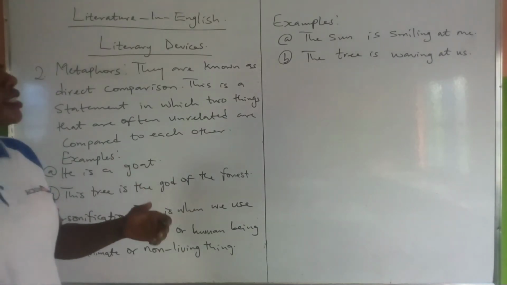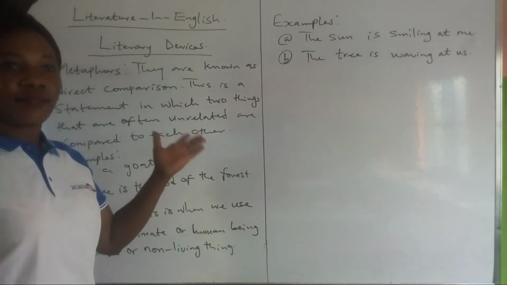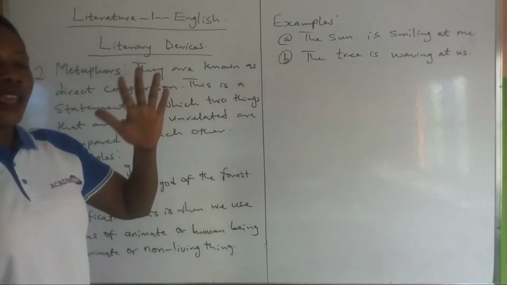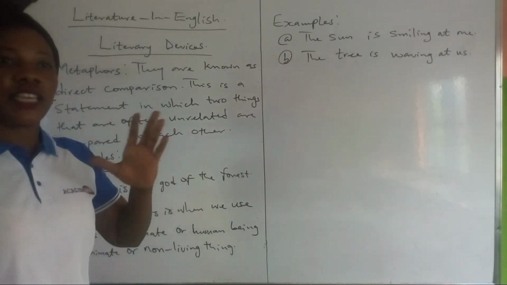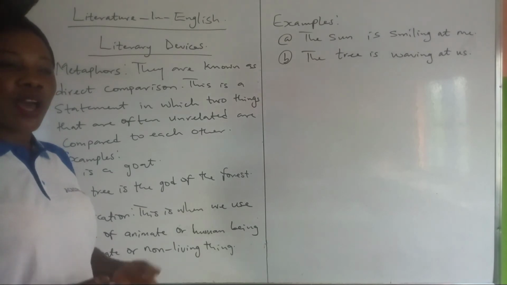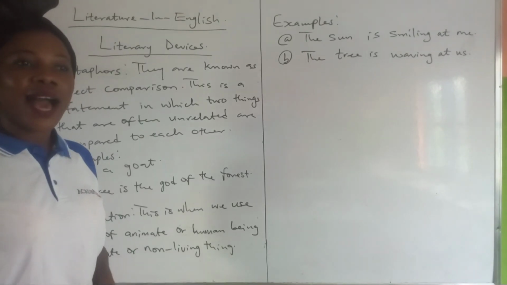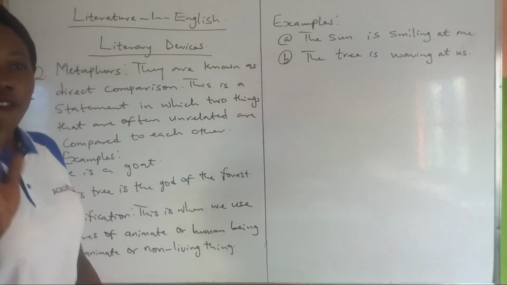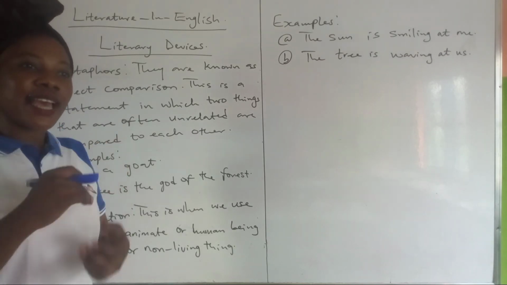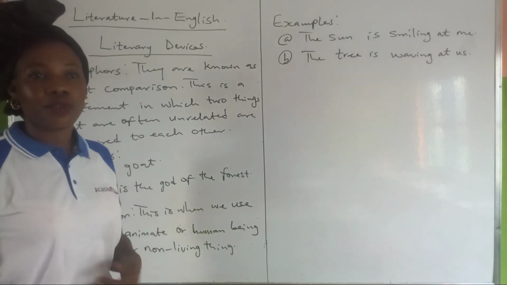Then another one is: the tree is waving at me. Maybe when there is a heavy breeze and the breeze is actually blowing the leaves of the tree, and now you are saying it's waving at you. That means you have given a tree the features of a human being and the ability to what? To wave. That means in your mind you have created hands for that tree and it is using that hand to wave at you. Thank you.